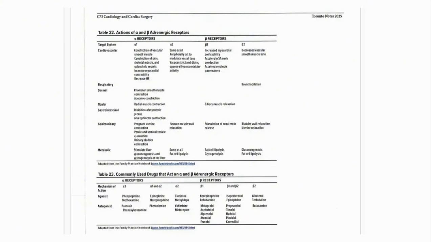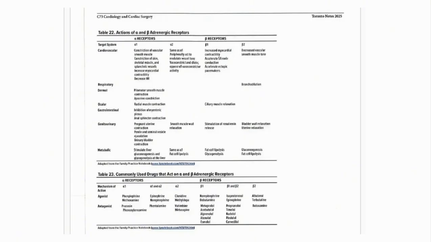Alpha-2 agonists. Important examples are clonidine and methyldopa. Both reduce sympathetic outflow from the brain. Clinical use: hypertension, resistant hypertension. Methyldopa remains a preferred antihypertensive in pregnancy.